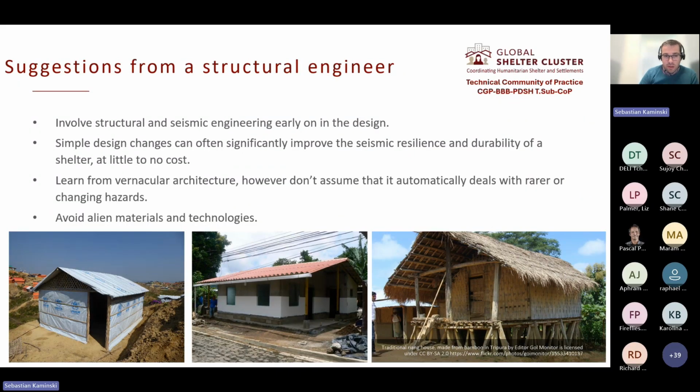So just to summarize, suggestions from a structural engineer. Firstly, I'd recommend involving structural and seismic engineering early on in the design, especially if you're in a highly seismic area, and especially if you're looking at transitional or permanent housing. Obviously, emergency shelters are a little bit different. And then simple design changes can often significantly improve the seismic resilience and durability of a shelter at little to no cost. We should learn from vernacular architecture, but we should never assume that it automatically deals with rarer or changing hazards, and we should avoid alien materials and technology. Thank you. I'll now pass on to Sujoy, who will talk about a few case studies from India.